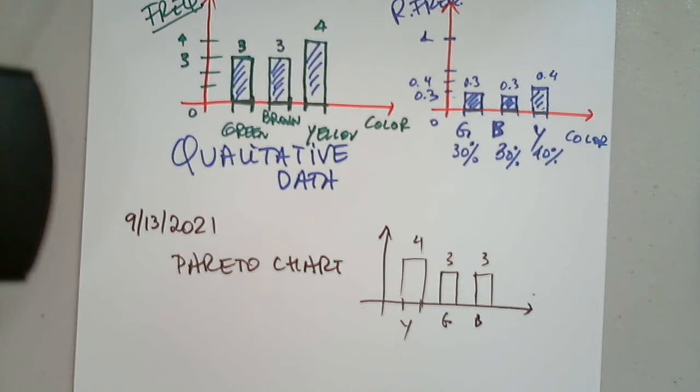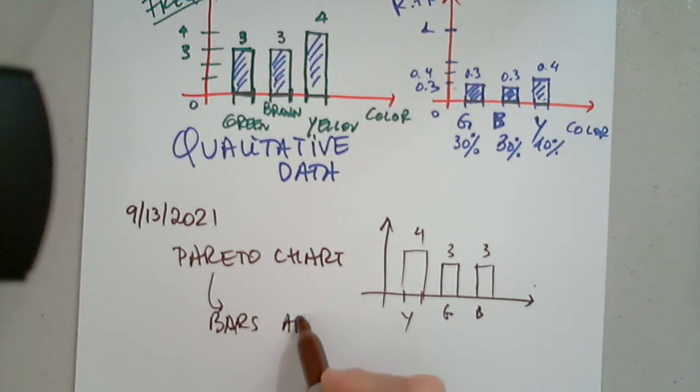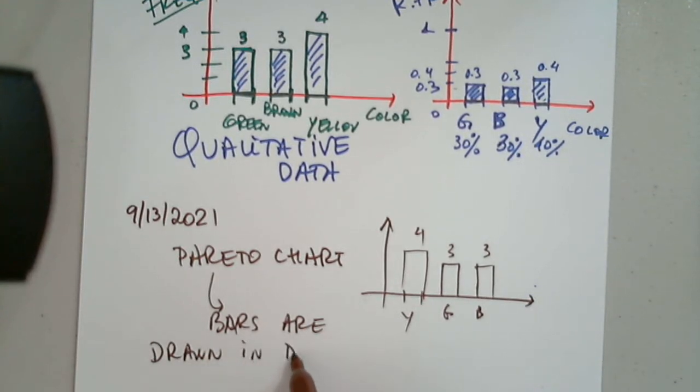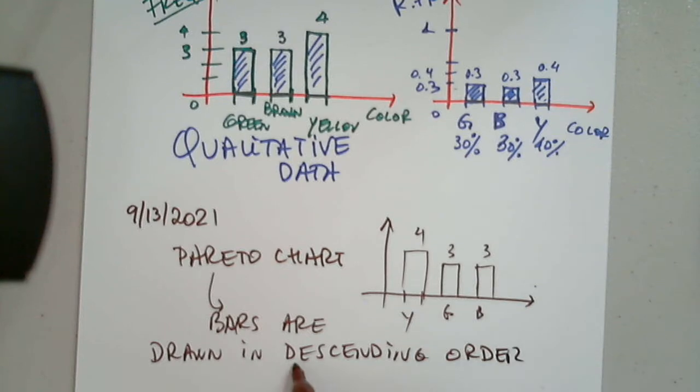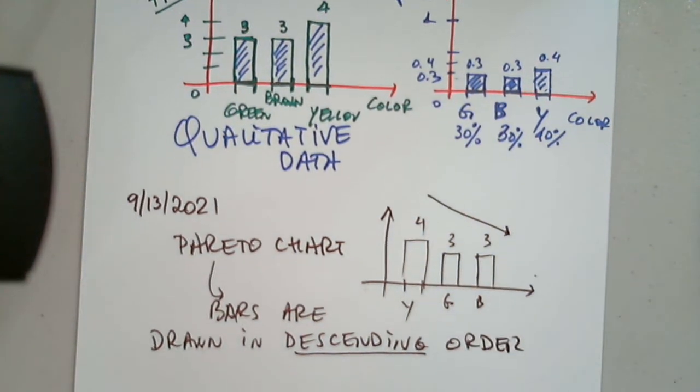So the bars are drawn in descending order. Descending means from the highest to the lowest in this direction.